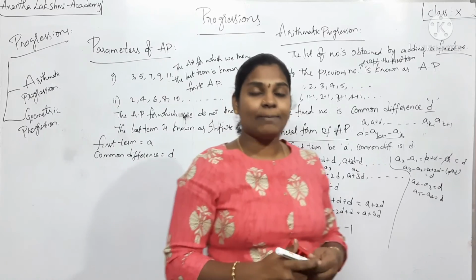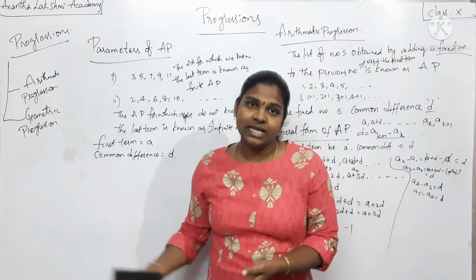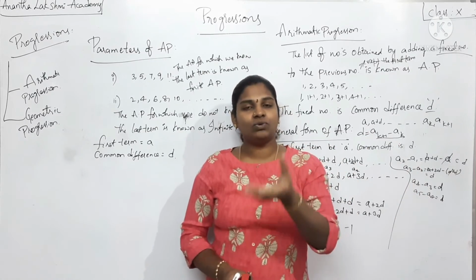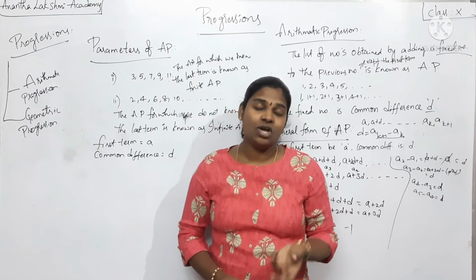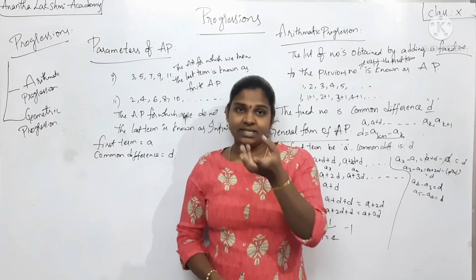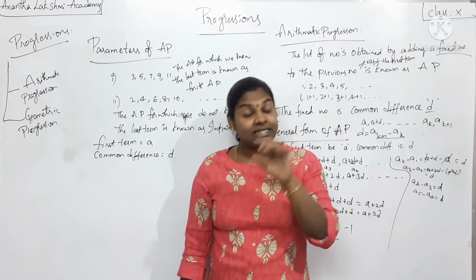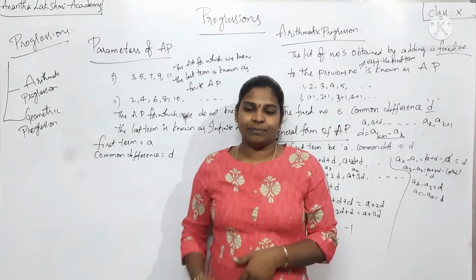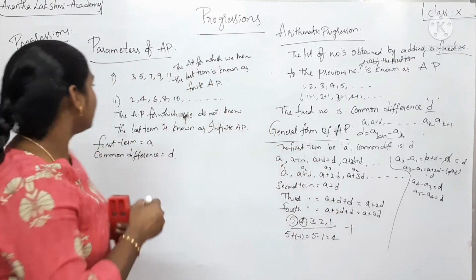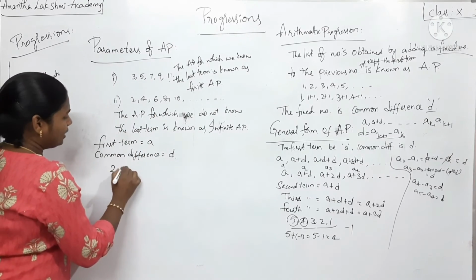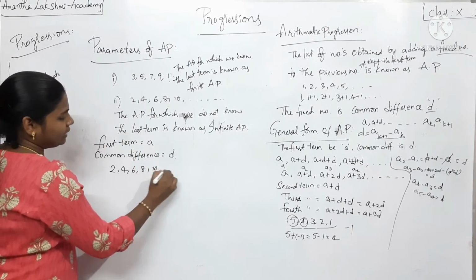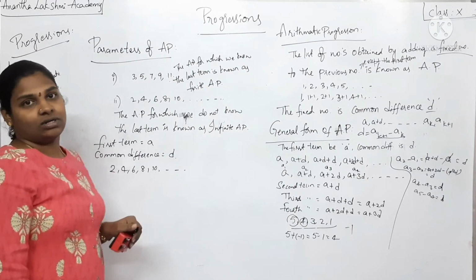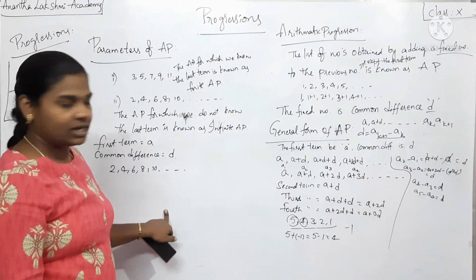What is the need to know the parameters of AP? Because as we start on the exercise problems in the next videos, the questions come up like they will give you the list of numbers and ask you to identify whether this is an AP or not. For that you need to know the parameters of AP. Given a series like 2, 4, 6, 8, 10 and so on, they will ask you to figure out whether this is an AP or not. How do we identify this?